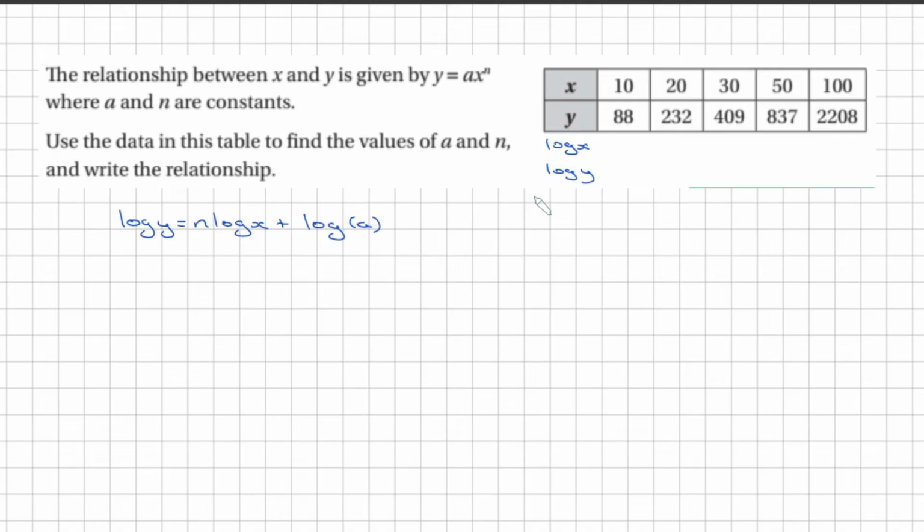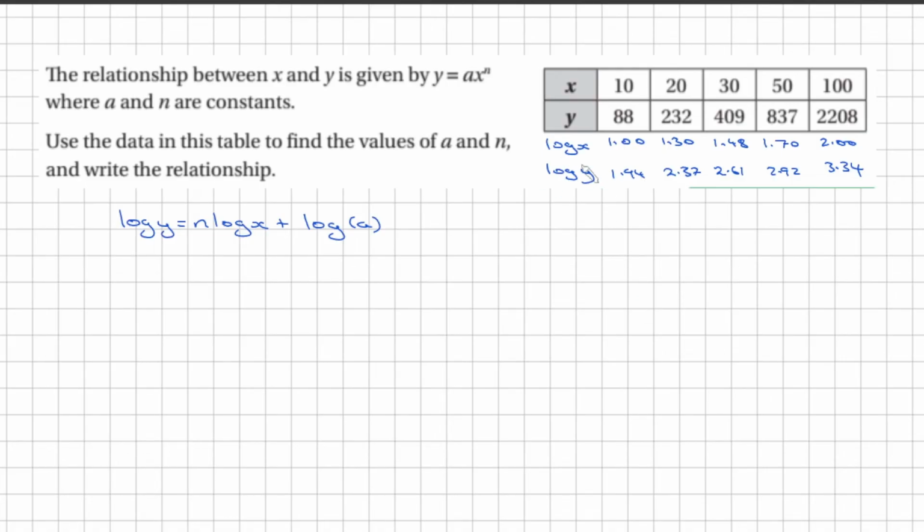So we could work all of these out on the calculator. I've done this already. For the x values: 1.00, 1.30, 1.48, 1.70, 2.00. For the y values: 1.94, 2.37, 2.61, 2.92, 3.34.